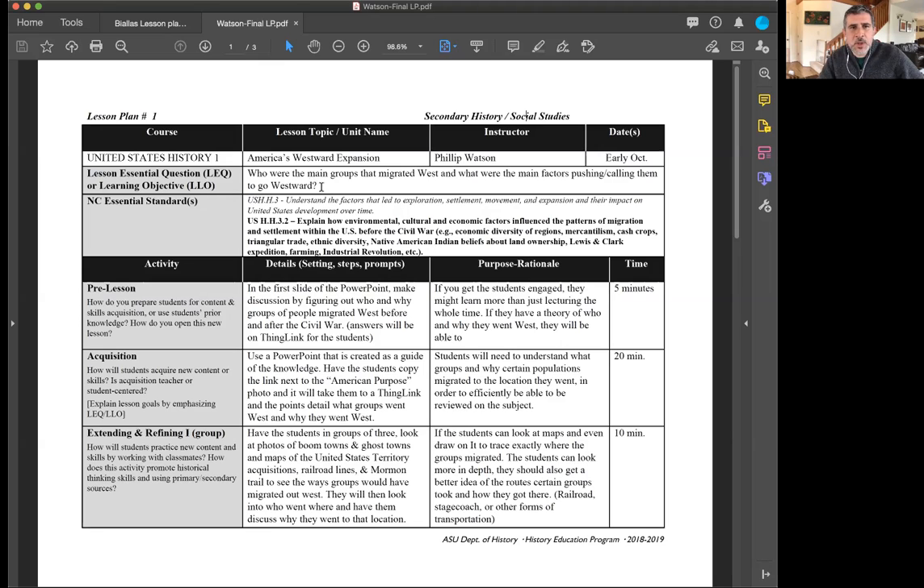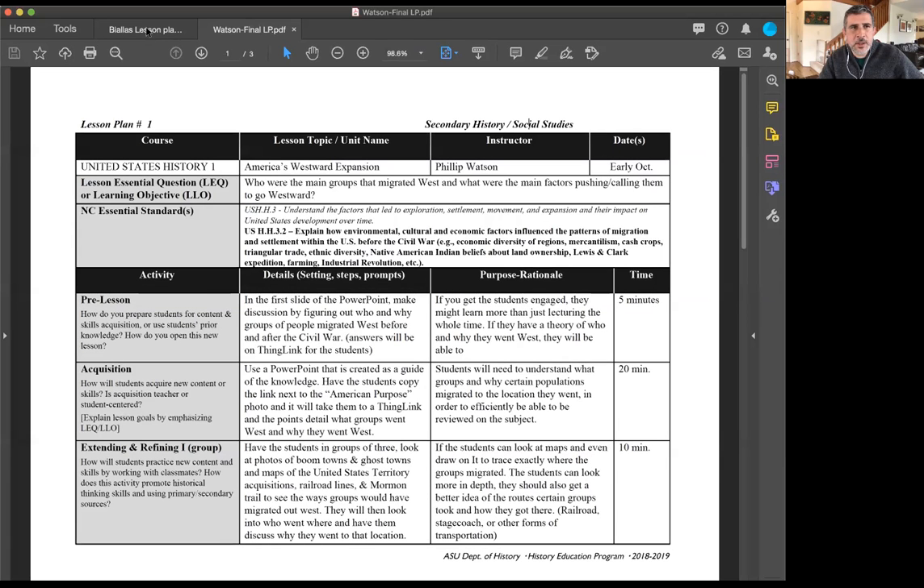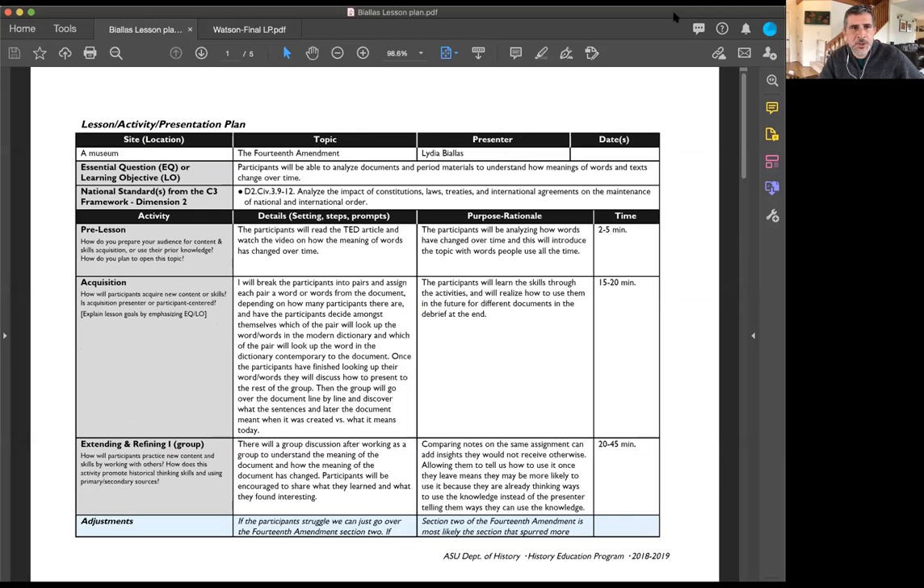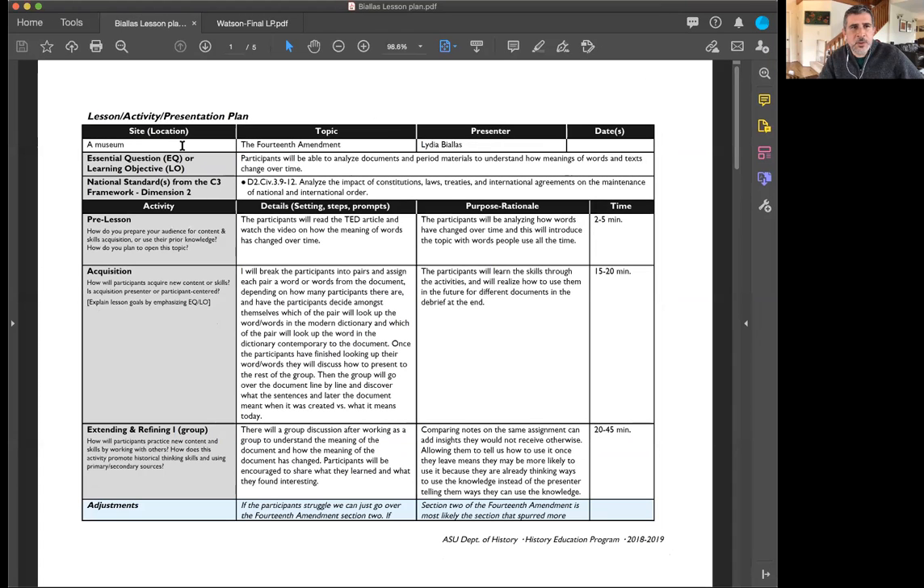So back to the essential question, that would be one. So that's one from a history ed major. Here's one from a non-history ed. This is a public history major. The site's a location, a museum. Be better if you could just make up a museum. The topic's the 14th Amendment.